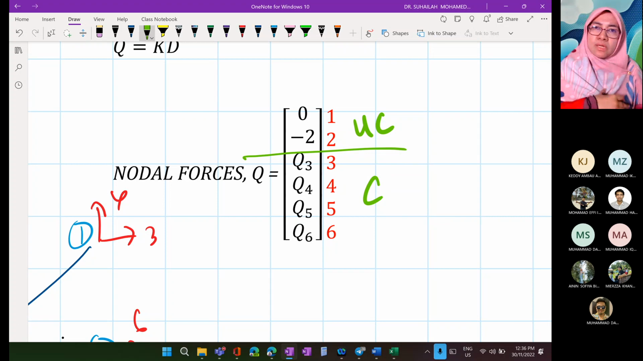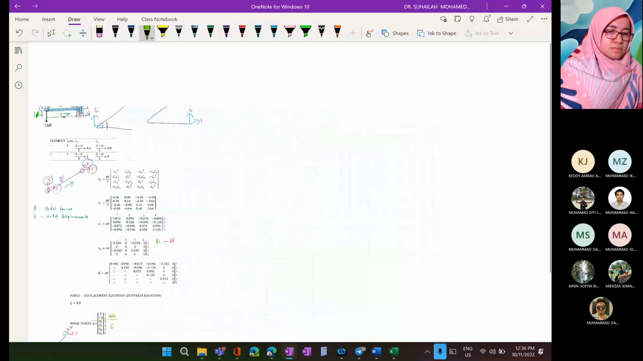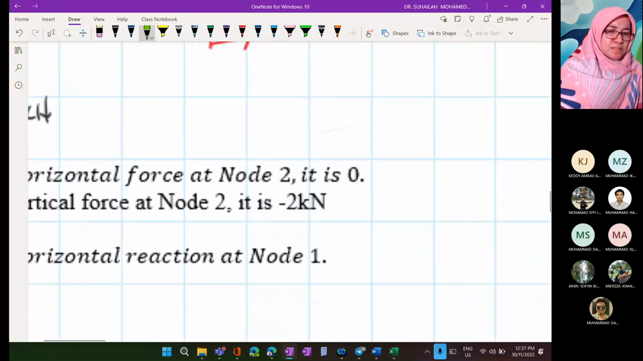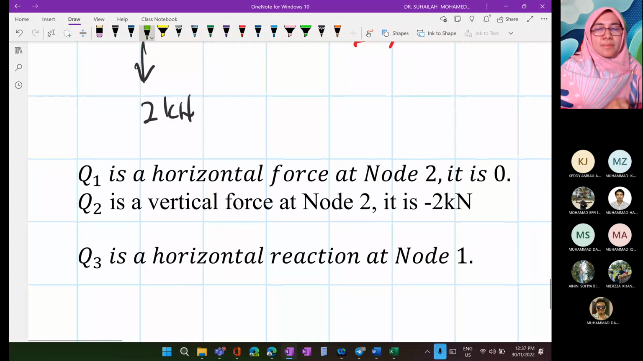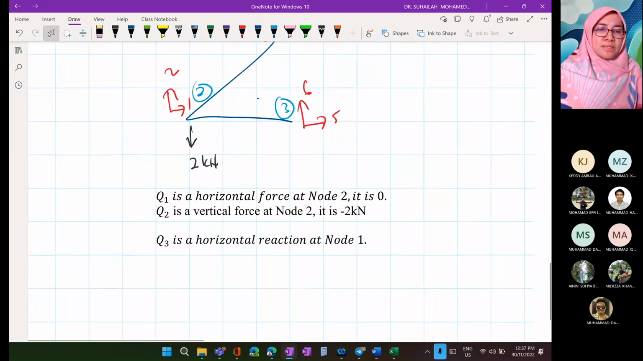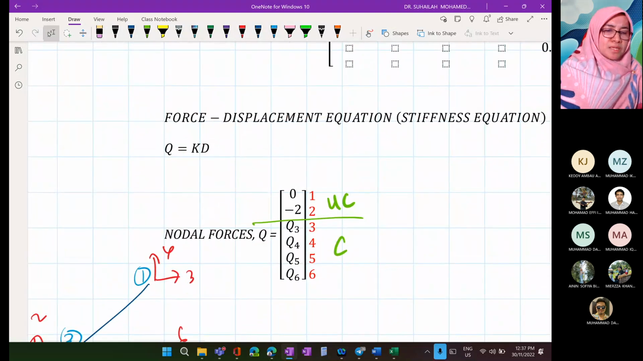But of course, in order to put the value at position 1 and position 2 for nodal forces, we should understand the definition. We should understand the physical meaning like this. Then only we can see what is the value. Okay, so this is for Q.